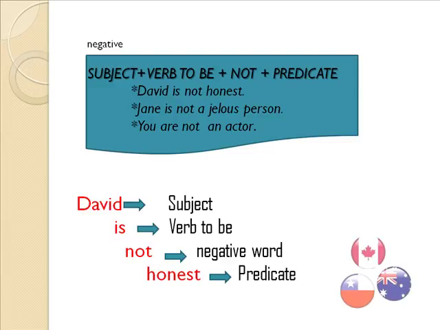Here we have more examples. Jane is not a jealous person. You are not an actor.